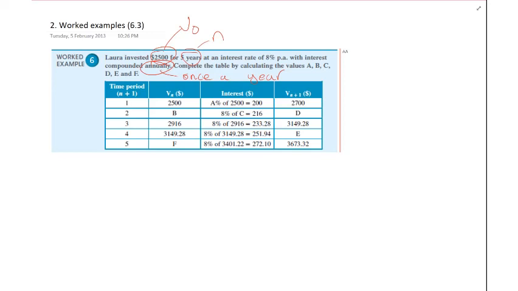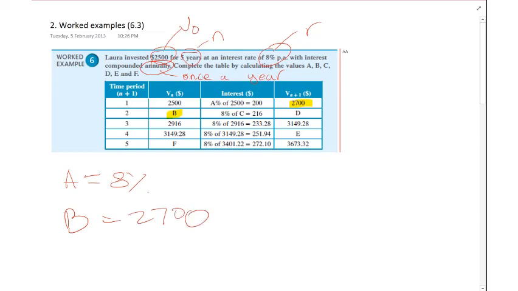Well, that's pretty easy. A is equal to 8%, because it's 8% here. 8%, easy. B, well, remember what happens here. The Vn plus 1 here now becomes the new Vn down here. So guess what it's going to be? 2,700.